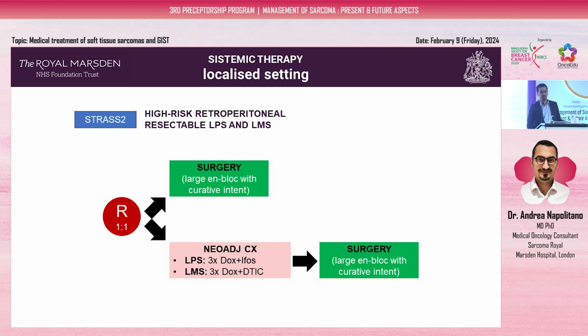In the retroperitoneum, the use of neoadjuvant chemotherapy is something that is currently being tested in a clinical trial, comparing in liposarcoma and leiomyosarcoma surgery versus 3 cycles of neoadjuvant chemotherapy, with doxorubicin and ifosfamide for liposarcoma and doxorubicin and dacarbazine in leiomyosarcoma. The recruitment of this trial has not been great because, as you can imagine, these patients often present with tumors that are 20, 30 centimeters big, and they're quite symptomatic. They're also deconditioned by these very large tumors. So giving chemotherapy in that setting has proven to be a little bit more difficult compared to the limb setting.